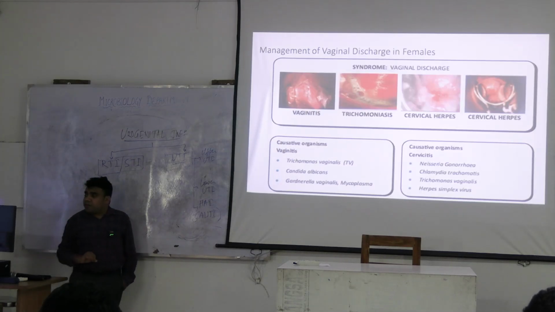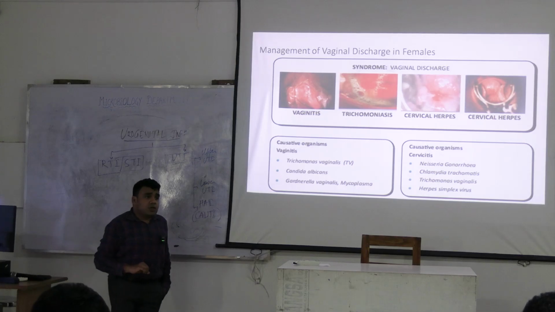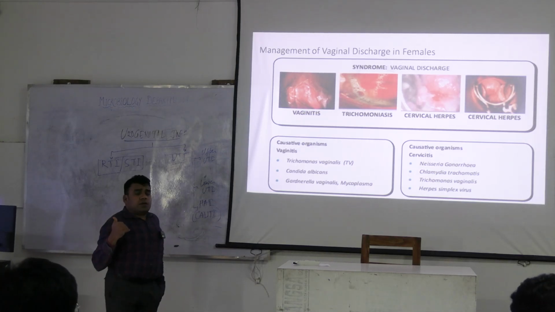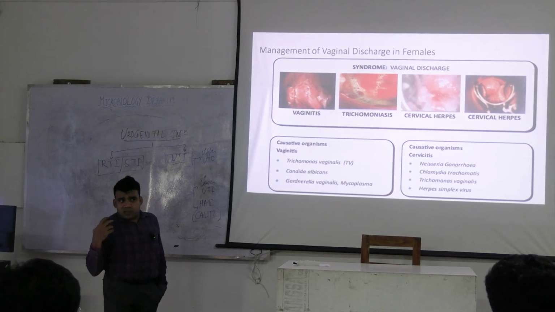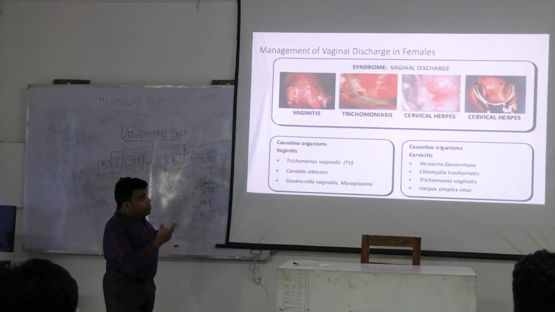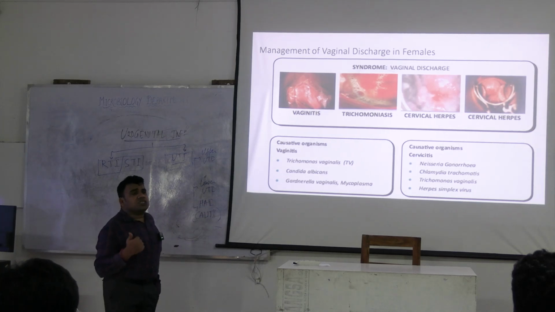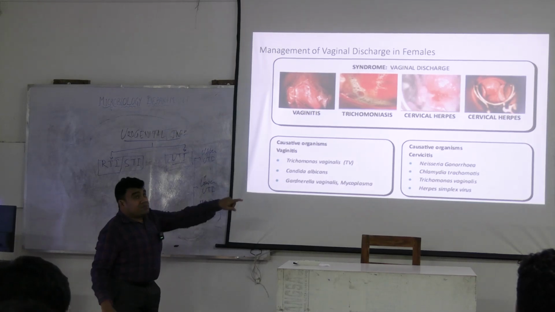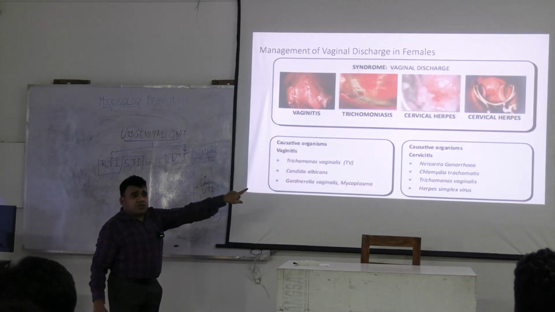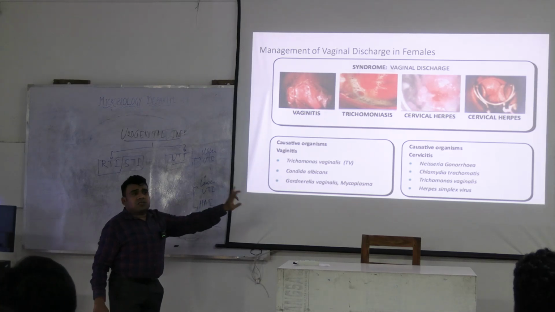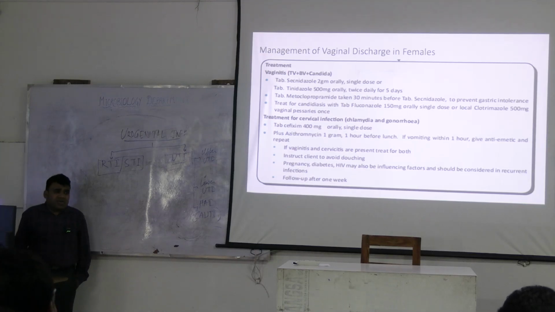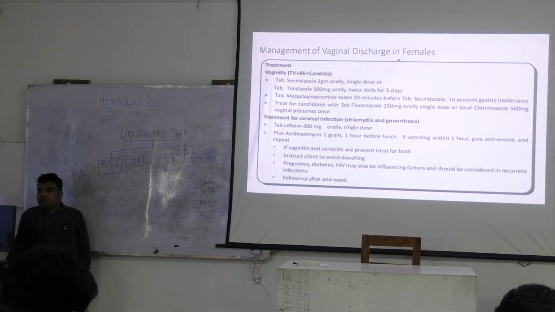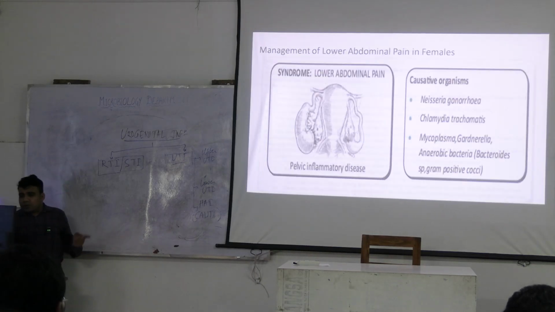Now, if the female patient comes with vaginal discharge, what could be the causes? Main is vaginitis. Most common cause of vaginitis will be either bacterial or trichomonas. Trichomonas is the protozoa. Then herpetic infection in the cervix, and finally, so কি হচ্ছে, নিসেরিয়া হচ্ছে, gonorrhea, chlamydia, trichomonas or herpes simplex. In case of candida vaginitis, vaginal discharge may be seen, সেখানে antifungal দিতে হবে. I will come to this treatment.